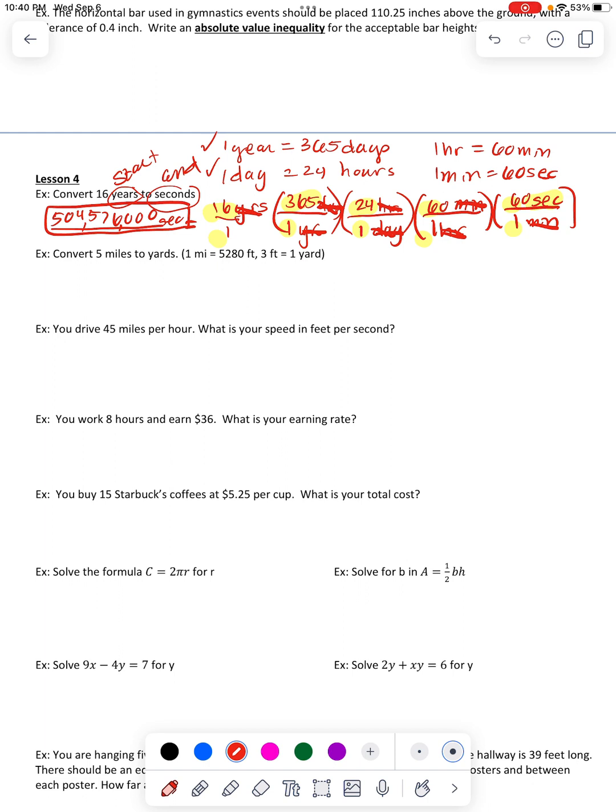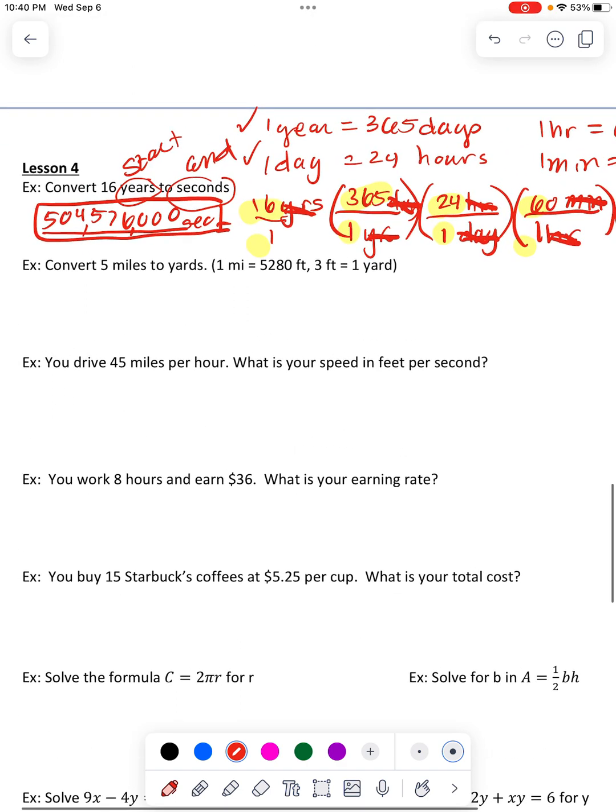Now, you don't always know the conversion. In this next one, you may not know it, so they help you a little bit. Convert 5 miles to yards, but the conversions they gave us right here are ones you might not otherwise know. I feel like you probably know that 1 yard is 3 feet, but you probably don't know that 1 mile is 5,280 feet. So I write down what I was given, 5 miles.